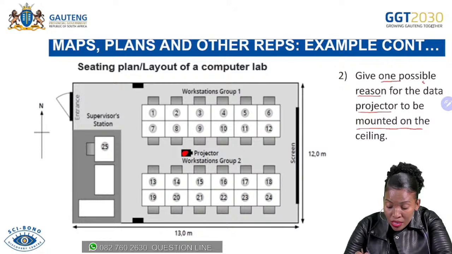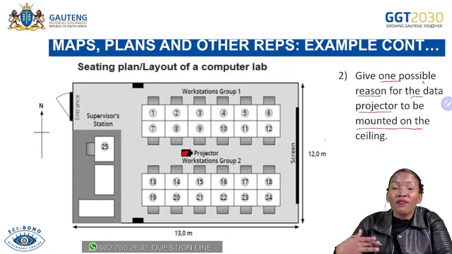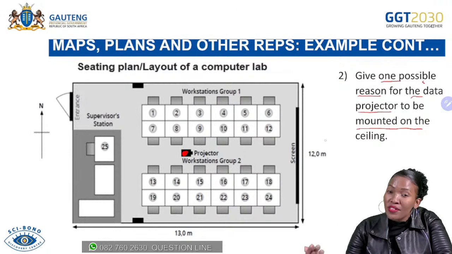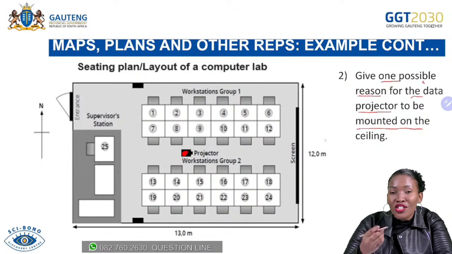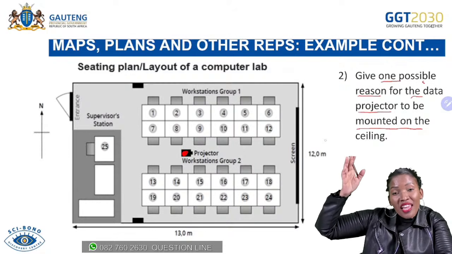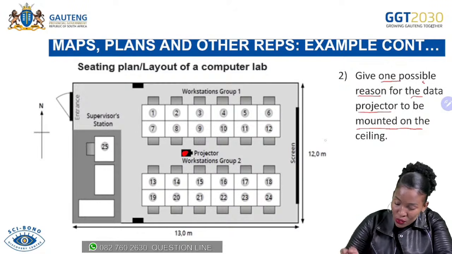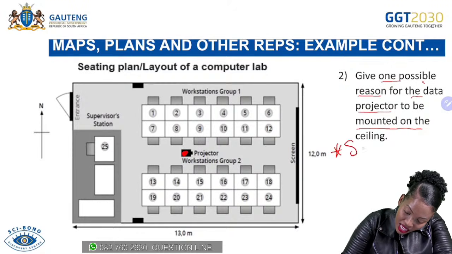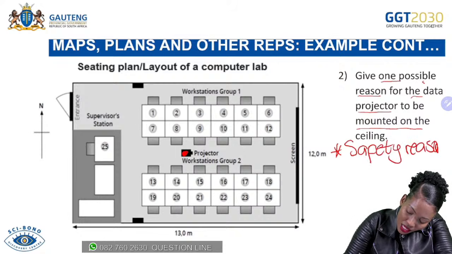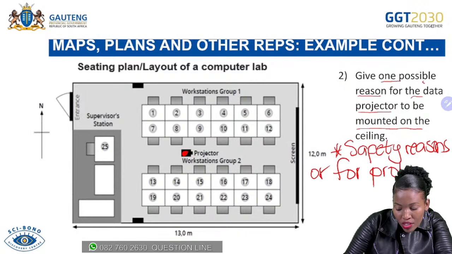So what could be the reason why the data projector is mounted on the ceiling? The reason is for safety reasons, or for the protection of the data projector. Because if it is there, no one will trip on it and then break it. So when it's up there, it is absolutely safe. So the correct answer here, guys, will say it is for safety reasons, or for protection of the data projector.